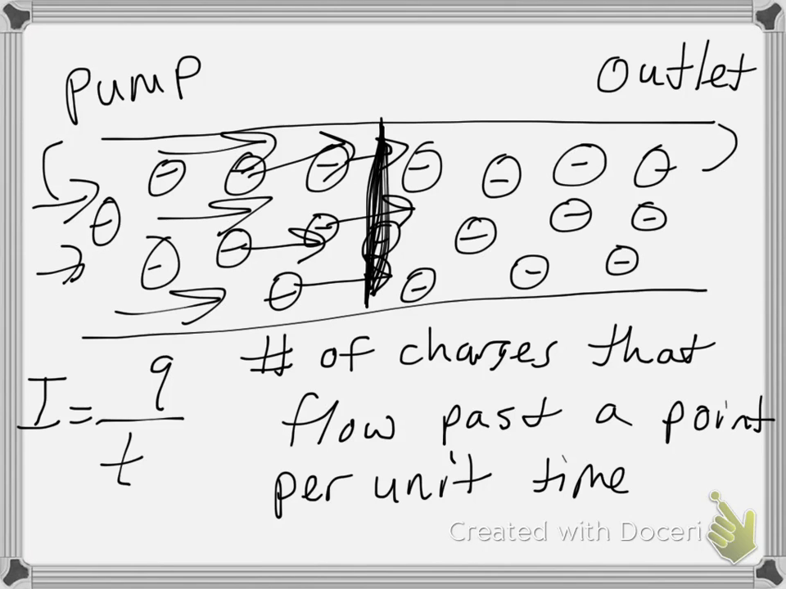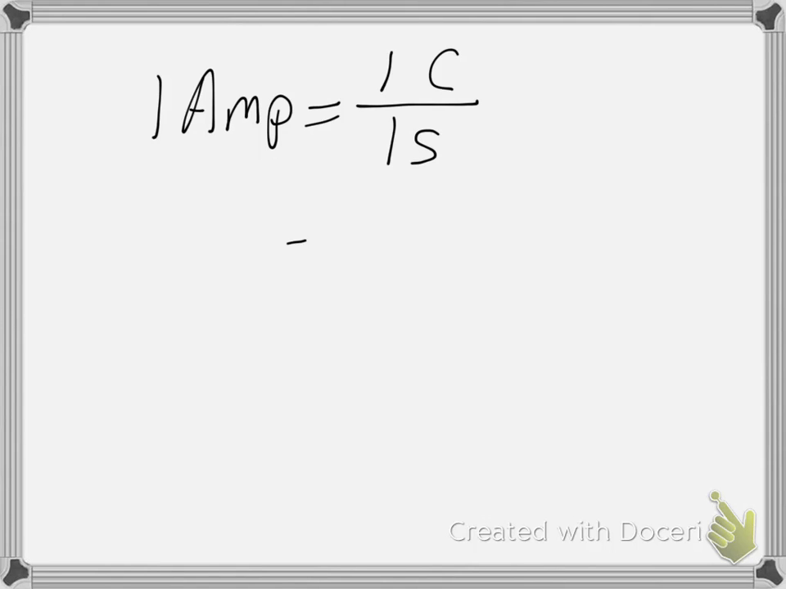All right, and I should mention one thing. This is measured in amps. So the unit of current is amps, and the definition of the amp would be 1 amp is when 1 coulomb of charge flows through a circuit or past a specific point in a circuit in 1 second. All right, this is a pretty big current.